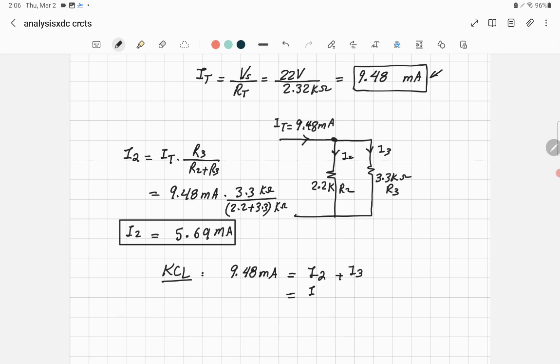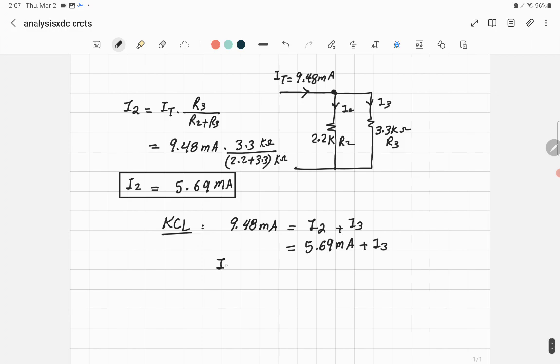And we already got I2. I2 is equal to 5.69 milliamp. That's I2 plus I3. So I3 is equal to the difference between both currents. So I3 is equal to 9.48 milliamp minus 5.69 milliamp. You get the value of I3, which is equal to 3.79 milliamp. Doing that, we found the value of all the currents in the circuit.